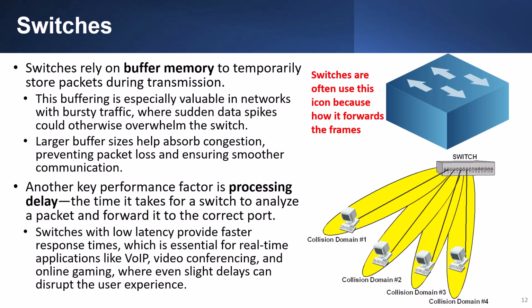Switches rely on buffer memory to temporarily store packets during transmission. This buffering is especially valuable in networks with bursty traffic, where sudden data spikes could otherwise overwhelm the switch. Larger buffer sizes help absorb congestion, preventing packet loss and ensuring smoother communications.